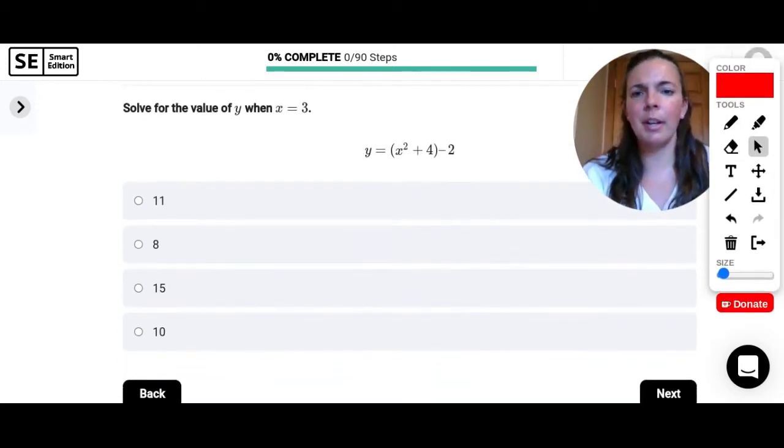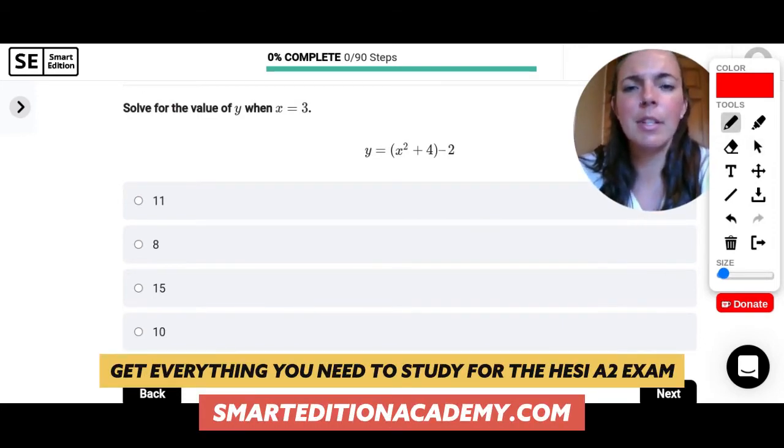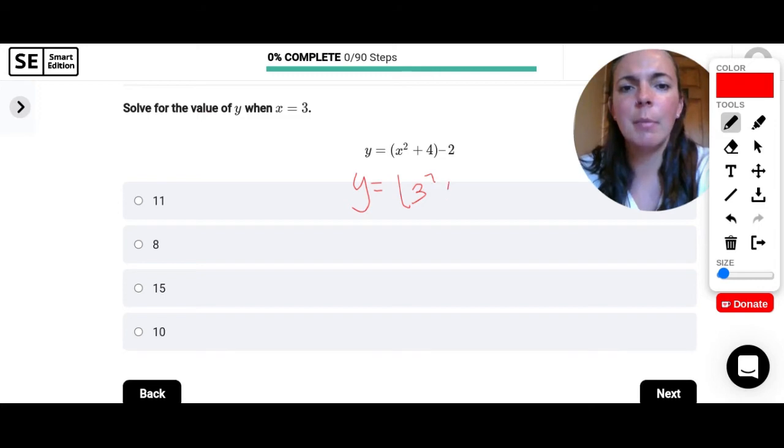Solve for the value of y when x equals 3. Okay, so we have this equation here. We want to solve for y when x equals 3. So we're going to plug in 3 for x. So this is 3 squared plus 4 minus 2. This is really just an order of operations question.